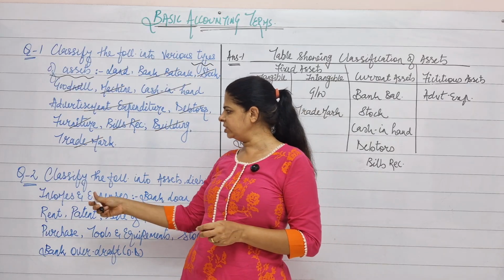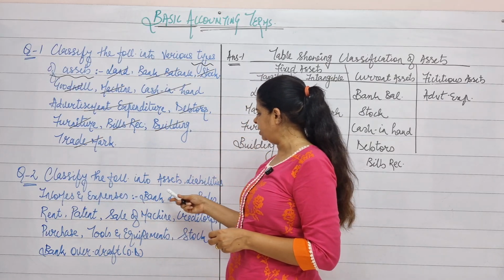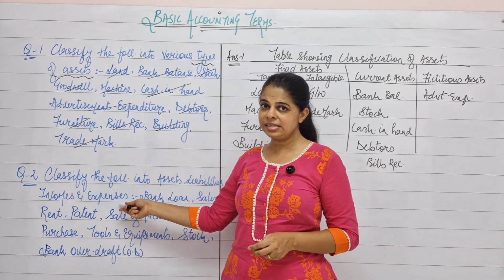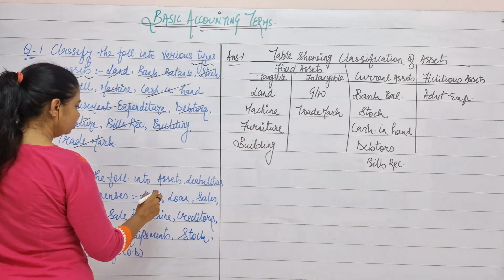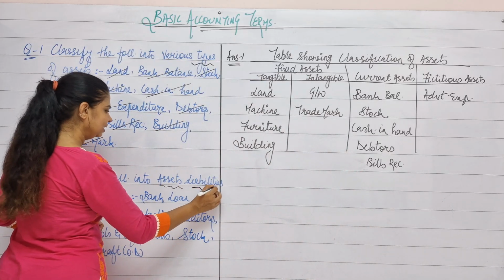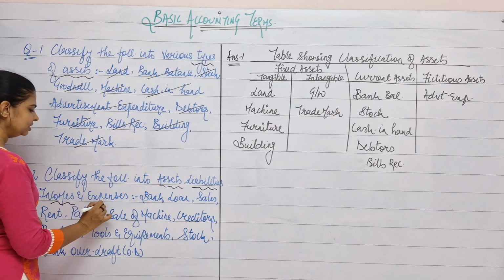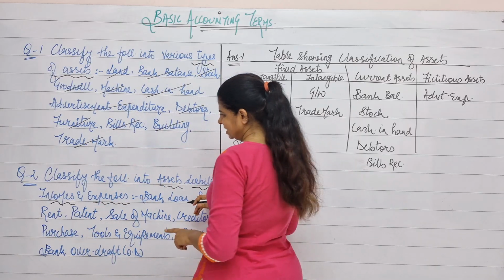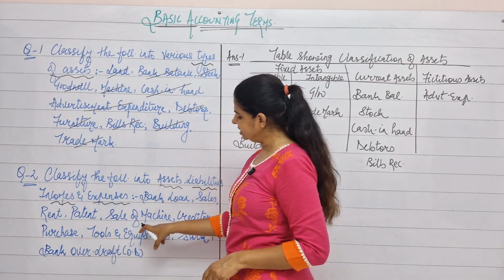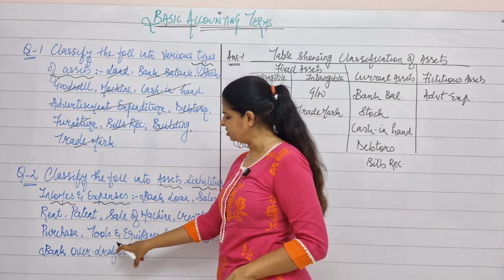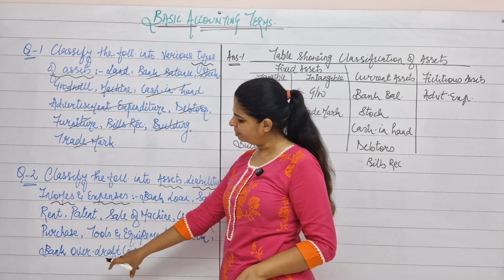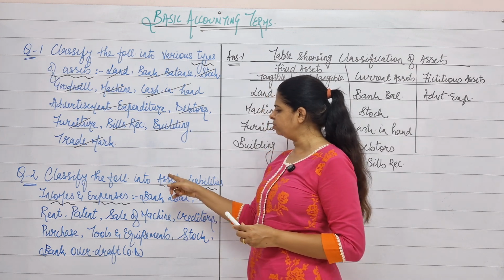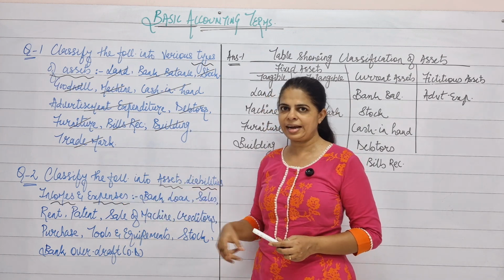Moving on to the second question, which says that classify the following into assets, liabilities, incomes and expenses. This time the classification is to be done in 4 categories: assets, liabilities, incomes and expenses. Items given are bank loan, sales, rent, patents, sale of machine, creditors, purchase, tools and equipments, stock, bank overdraft, that is bank OD. And all these items are to be bifurcated into these 4 categories.